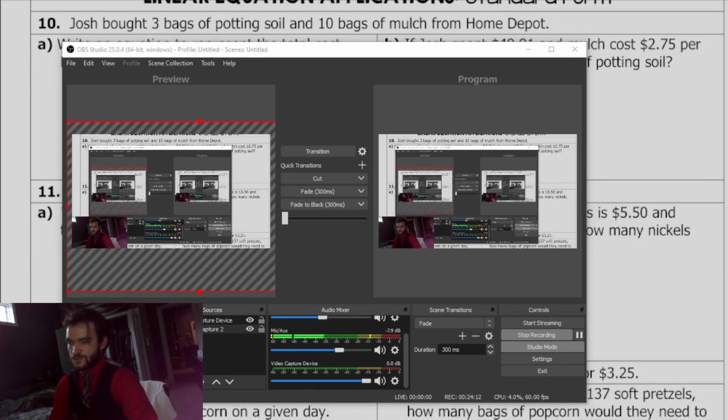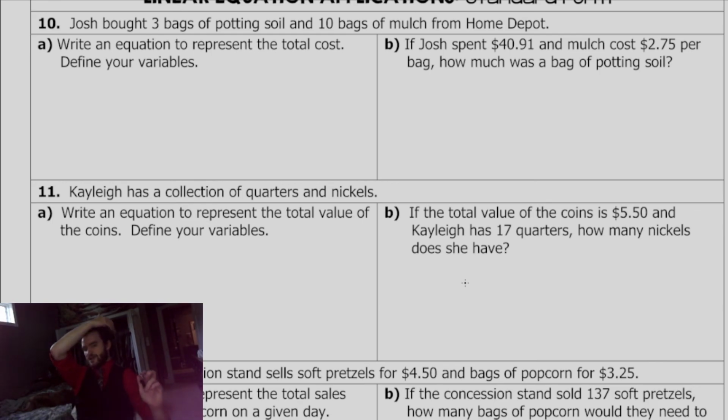All right, let's do some of these. What are we at time-wise? 24, 6 minutes. Okay, great. Now, we might hit the 30-minute mark, but we will not exceed 30 minutes.